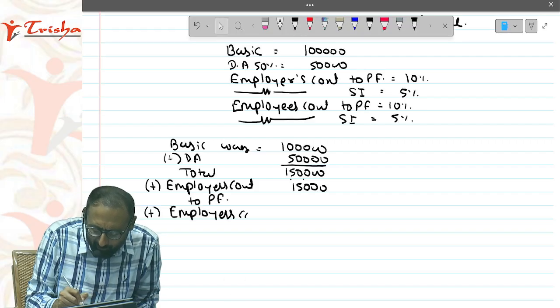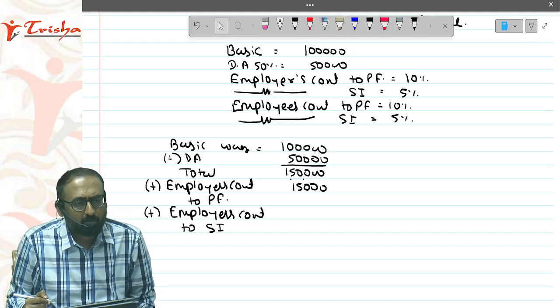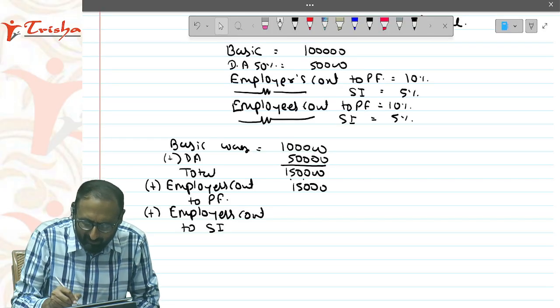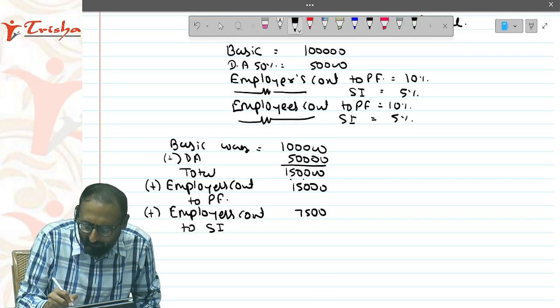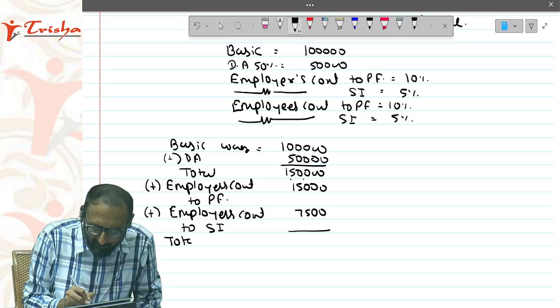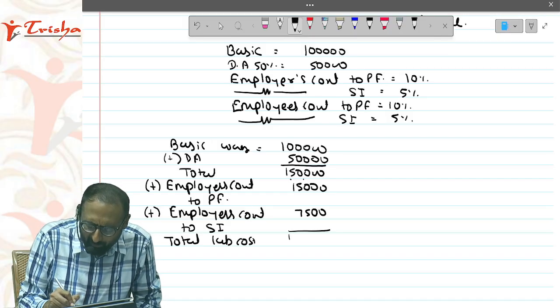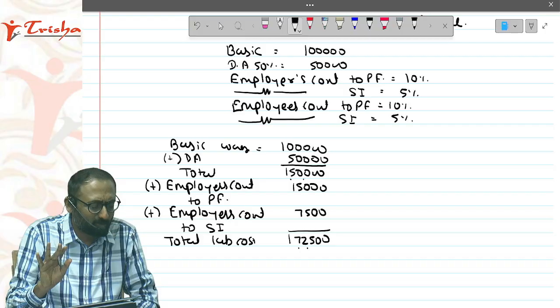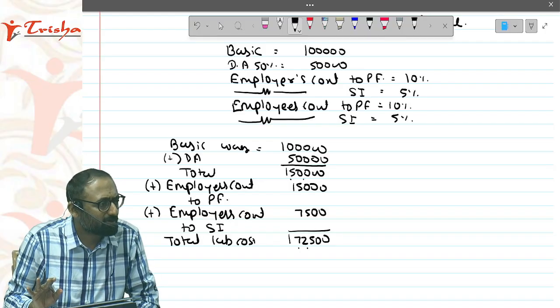Plus you will have to add employer's contribution to state insurance. Employer's contribution to state insurance is a 5% of basic plus DA. It comes to 7,500. Correct, guys? Now total labor cost to the company will be 1,72,500. Correct me if I am wrong, sir. Is it correct? 172,500? Yes or no?